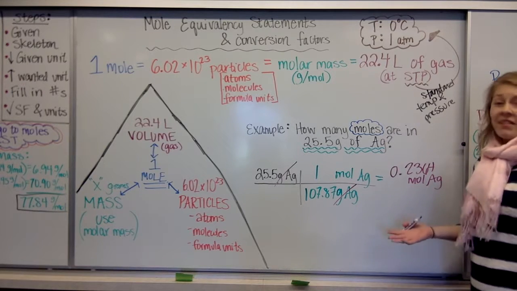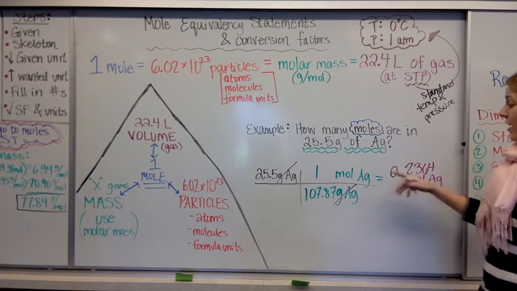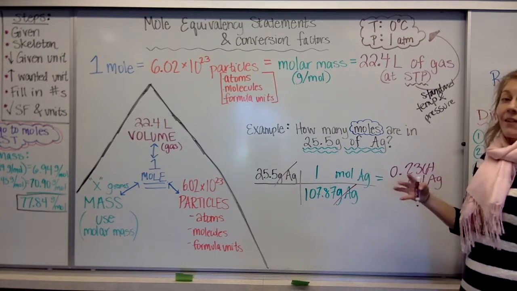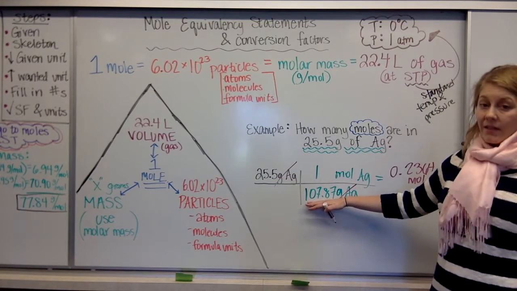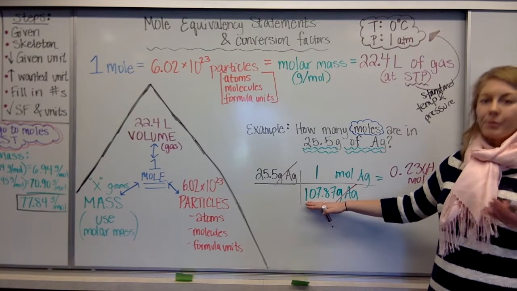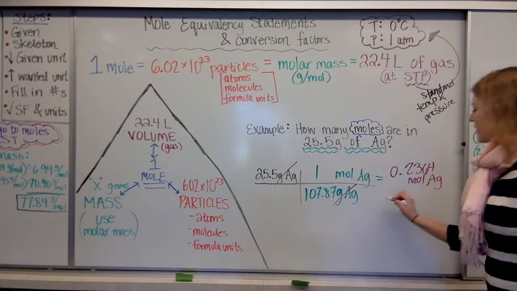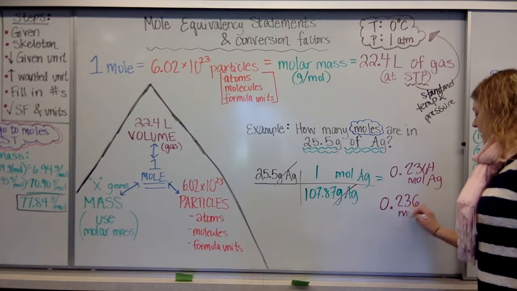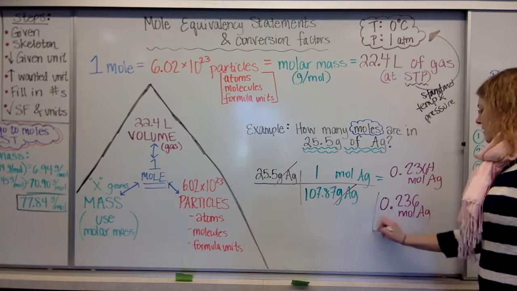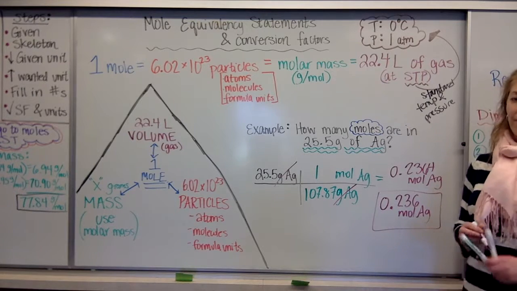And we need to make sure that our sig figs are right. We have the right unit, moles of Ag. Our sig figs have to be right. 3 sig figs here, 5 sig figs here. Which one is less? 3 sig figs is less. So this needs to be 0.236 moles of Ag. And that's in correct significant figures.